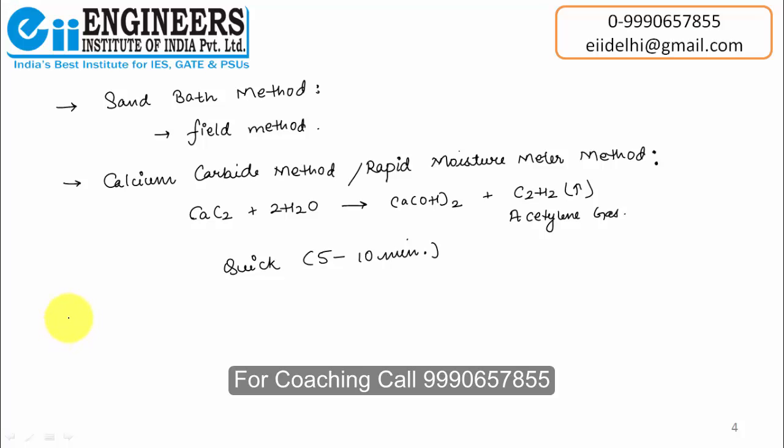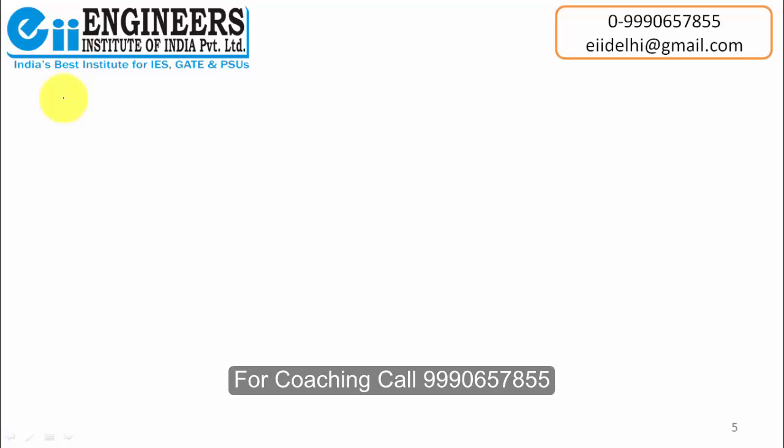Next is the pycnometer method. This is a method used for soils whose specific gravity is already known, and it is generally used for coarse grained soils. A pycnometer is basically a density bottle of about 900 ml capacity.